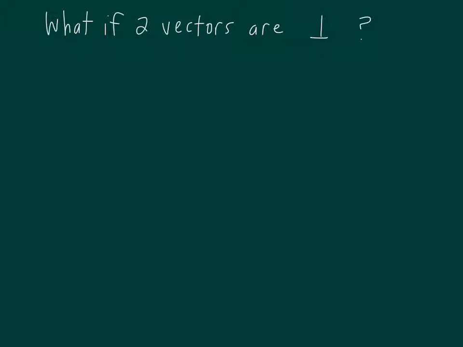So what if two vectors are perpendicular? Well, if two vectors are perpendicular, of course, that means that if we draw it from the same point, we know there's a right angle. So it means theta would be 90 degrees. Well, what happens to our formula?